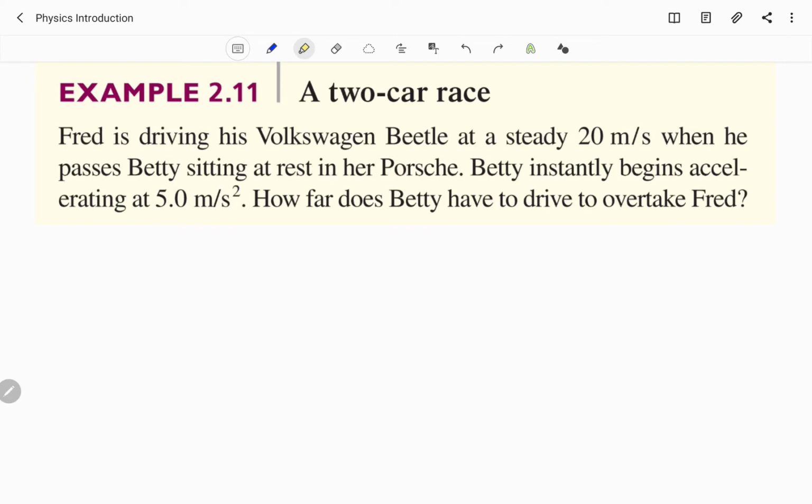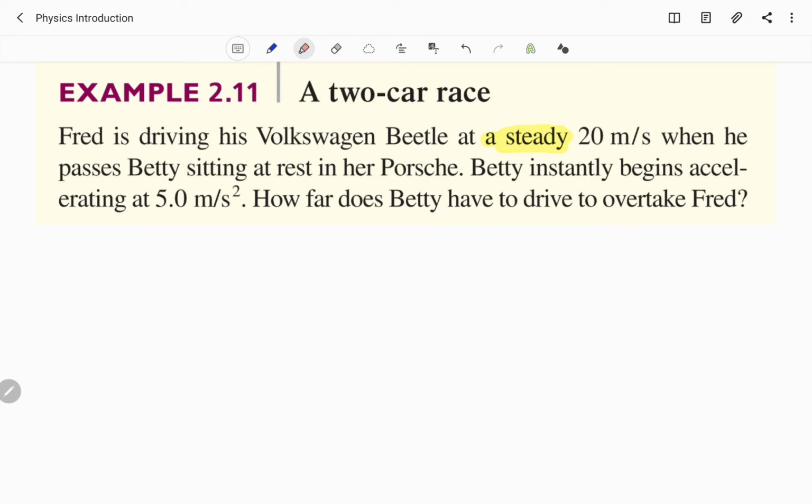So here we have Fred. He is moving with a steady speed. What does steady speed mean? Steady speed means uniform motion, velocity constant. So Fred is driving his car with constant velocity, and this velocity is equal to 20.